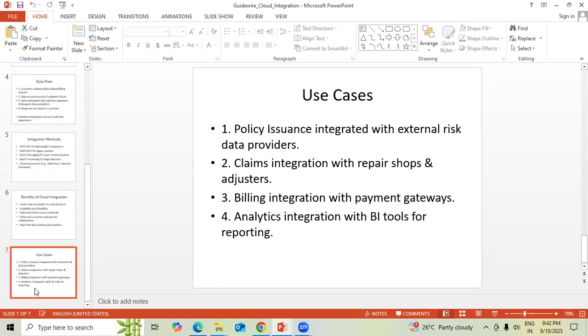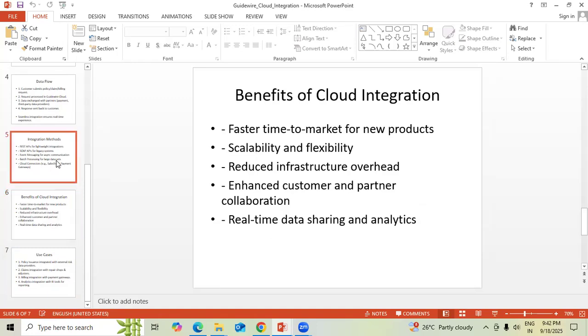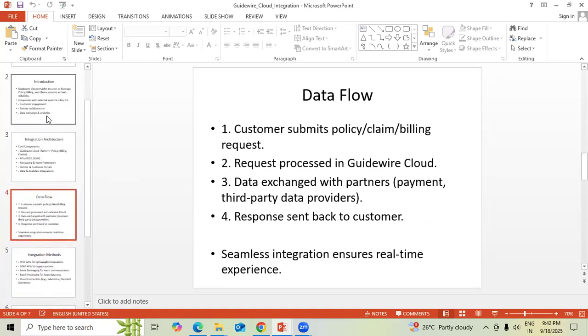Last but not least, analytics integration with business intelligence tools for reporting purposes, such as Power BI, Tableau, all that. So these are the basics we must know. This is what one should practically know. This is what Guidewire integration is all about.